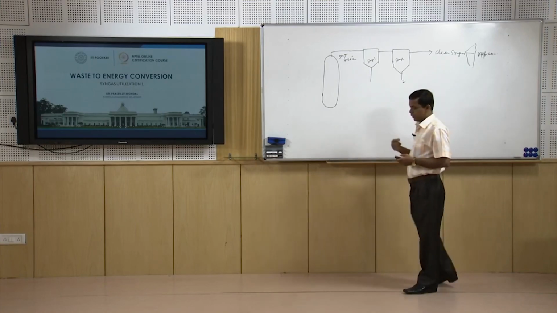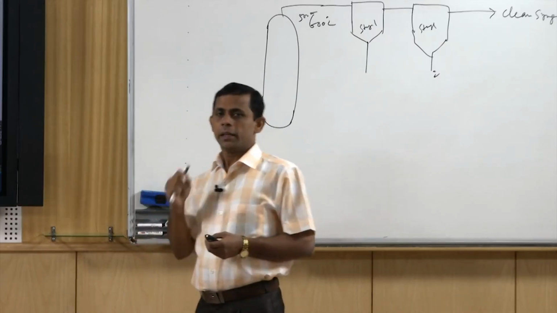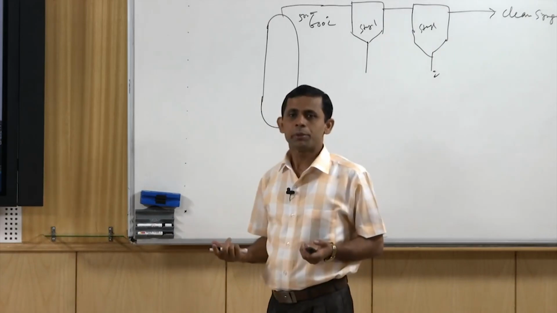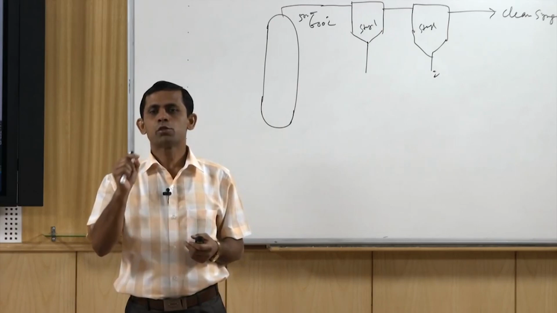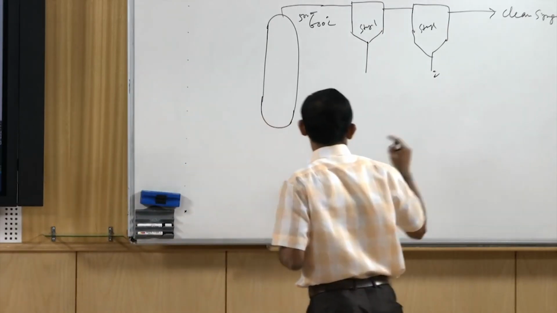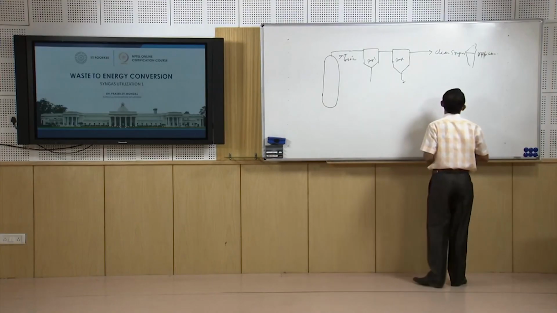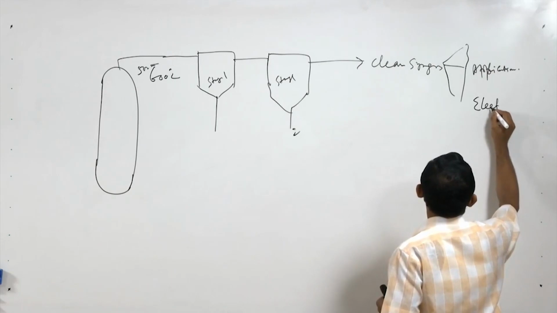So, for different downstream applications we need to achieve a certain quality of the syngas. It must be free from all sorts of impurities like acid gases etc., and it will have a certain H2 by CO ratio as per the requirement, except for electricity production. Electricity production does not need any requirement.